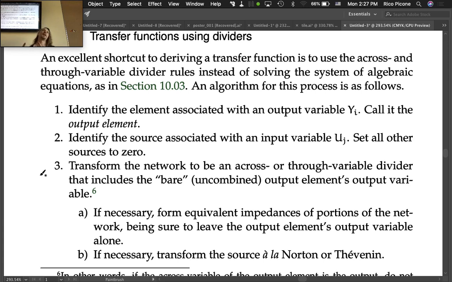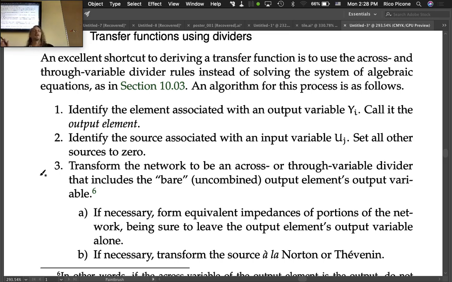If you combine them in parallel and you needed the current, then you'd be in trouble, but you'd be fine in terms of voltage. So you don't want to combine elements so that you lose the output variable that you want. Okay? That's what I'm saying here. So you have to be a little careful. You want to transform your network of nodes and edges, your network of elements, your linear graph. You want to combine elements, impedances, so that you have an across variable divider or a through variable divider. But you don't want to combine in a way that makes you lose your original element, or your original variable that you care about.